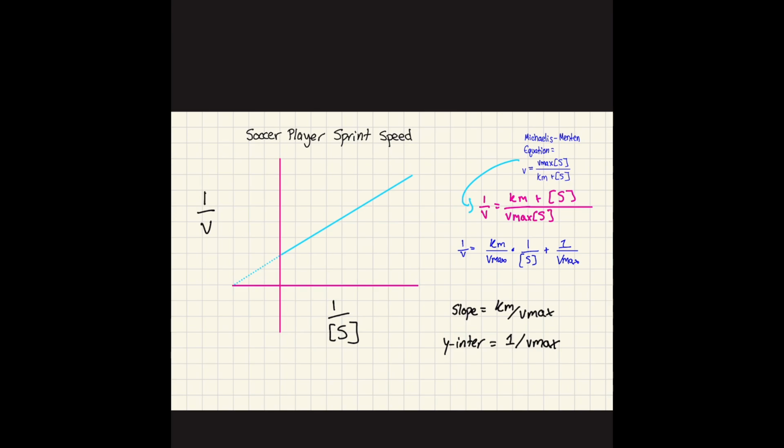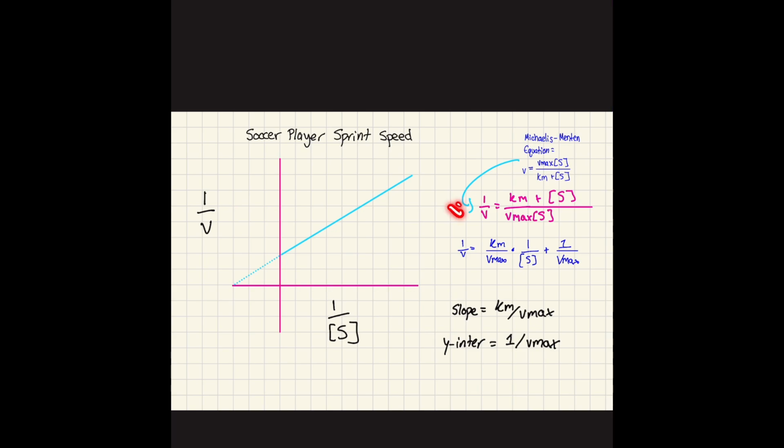This is also called the double reciprocal plot. As you can see over here, it's 1 over velocity, which is just like being 1 over running speed, and over here, 1 over substrate concentration, which is just like being 1 over energy exertion, if we're still talking about it in terms of a soccer player running.